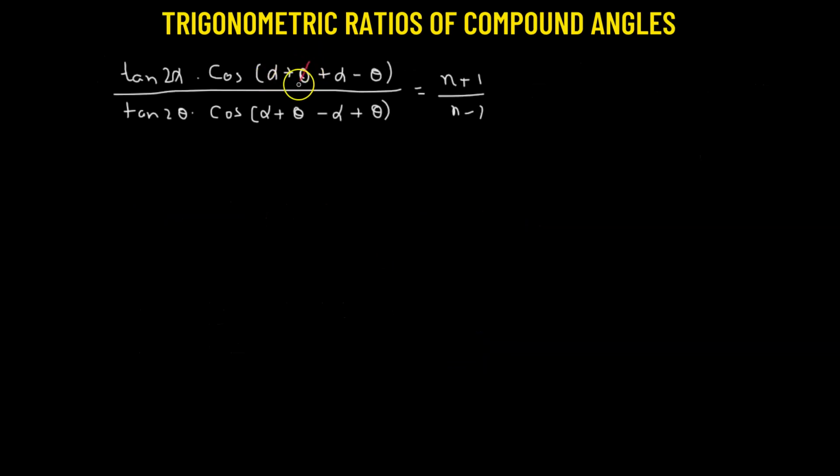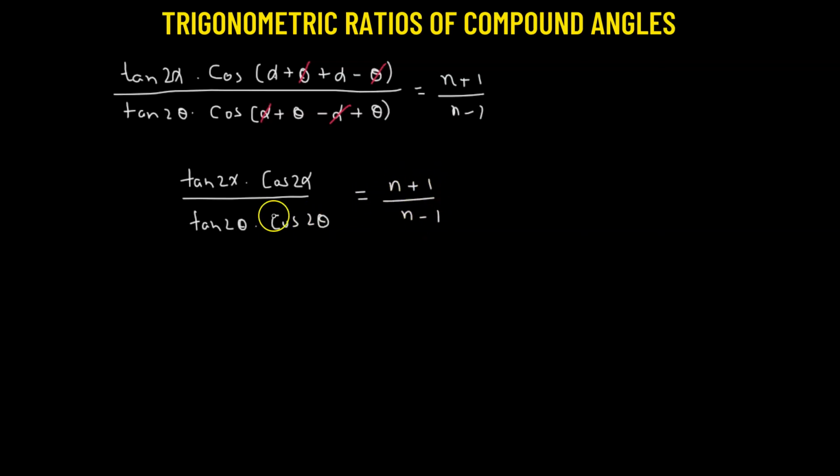Here in the expression, theta and theta cancel out, alpha and alpha cancel out. That means we are now left with tangent of 2 alpha multiplied to cosine of 2 alpha, alpha plus alpha being 2 alpha, divided by tangent of 2 theta times cosine of 2 theta. That equals n plus 1 over n minus 1. As we have already mentioned, the product of the tangent and the cosine gives us the sine function. So in the numerator we get sine 2 alpha, and in the denominator sine 2 theta, equal to n plus 1 over n minus 1.